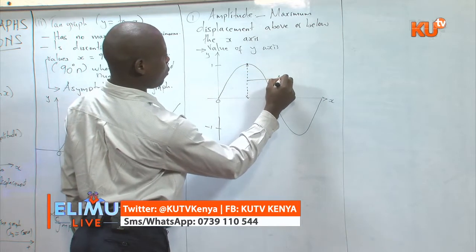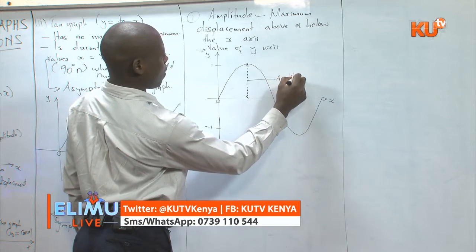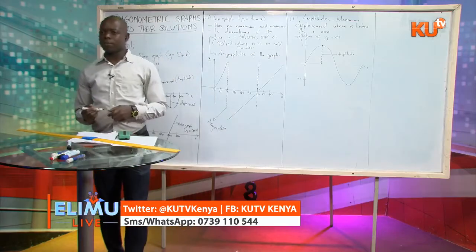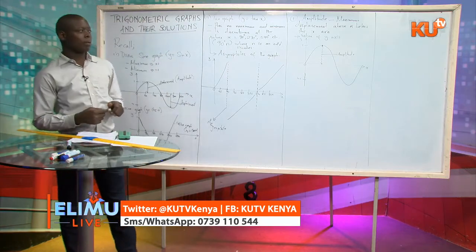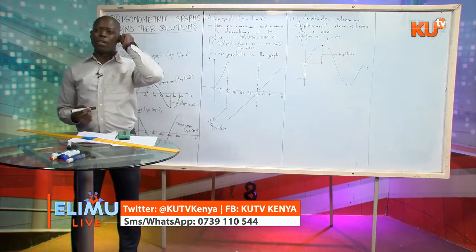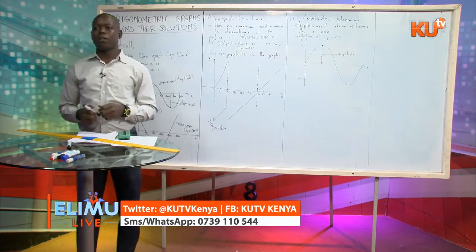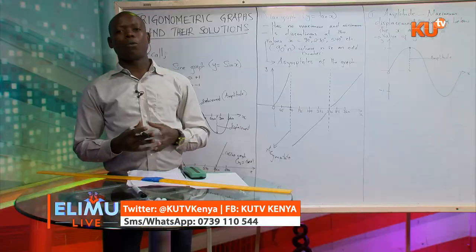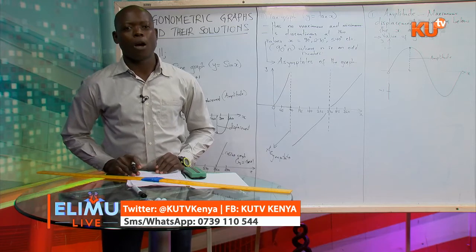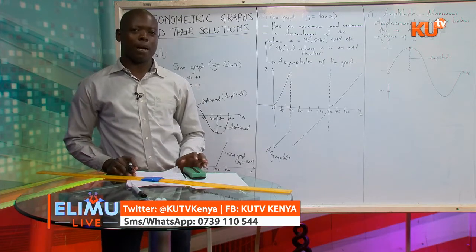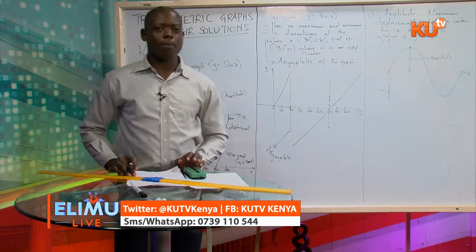This is the amplitude. And so we give the value that is positive. If you find your graph is below the x-axis, it will give you a negative value for the amplitude. But we don't take the negative value, we take the absolute value of the value on the y-axis. That becomes the amplitude.